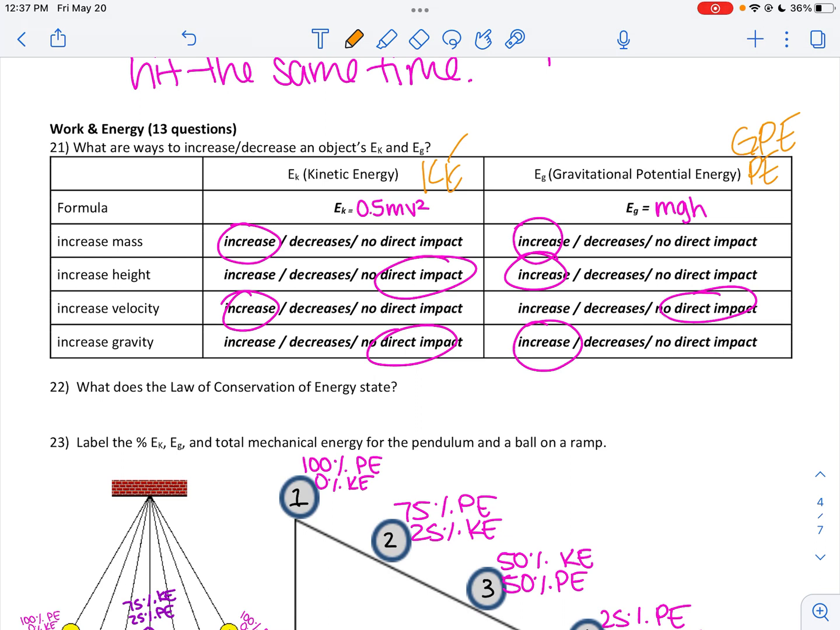All right, 22, I forgot to fill this in for you. Law of conservation of energy states that energy cannot be created nor destroyed.